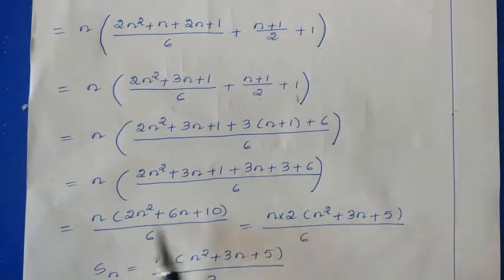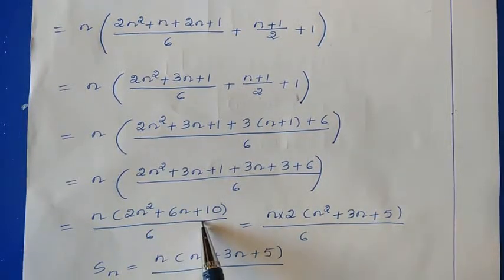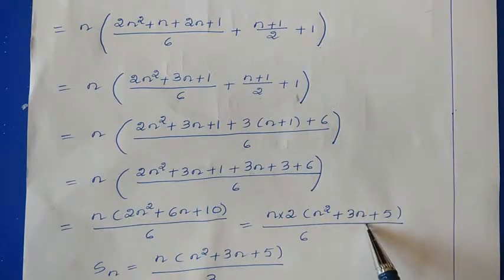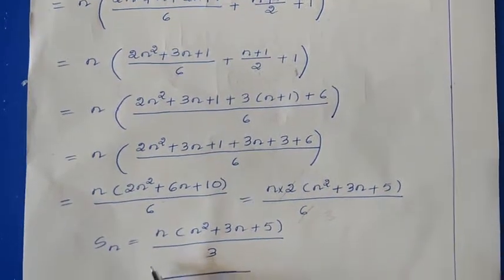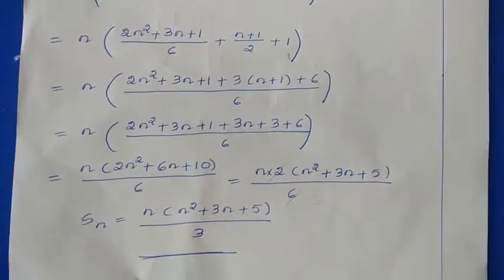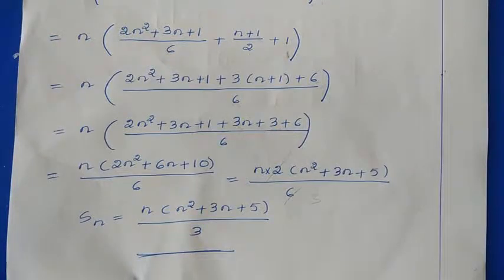That is equal to, see, from this we can take the value 2 out. So n into 2 into n square plus 3n plus 5 divided by 6. So 2 1s are, then 2 3s are. So we have the final answer, the sum of the series, Sn is equal to n into n square plus 3n plus 5 divided by 3.